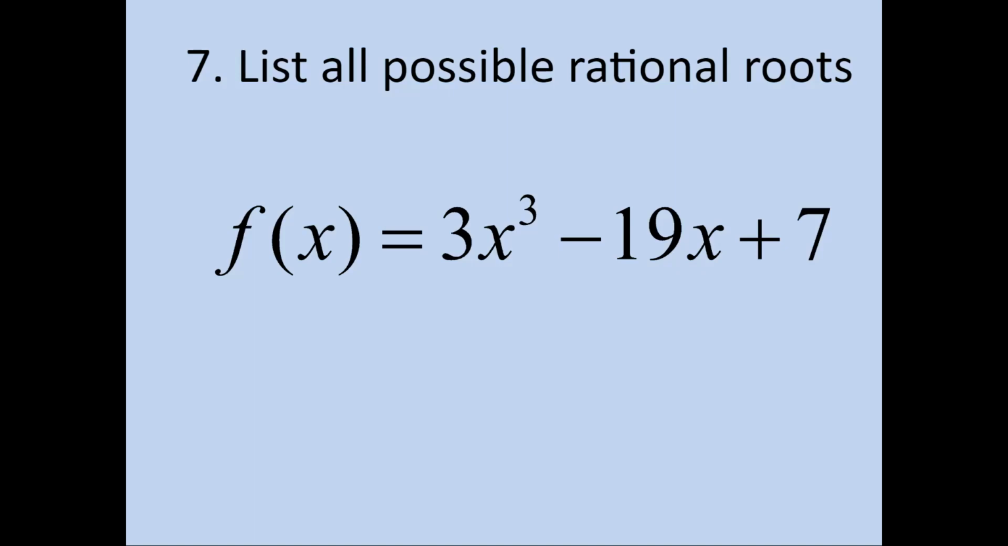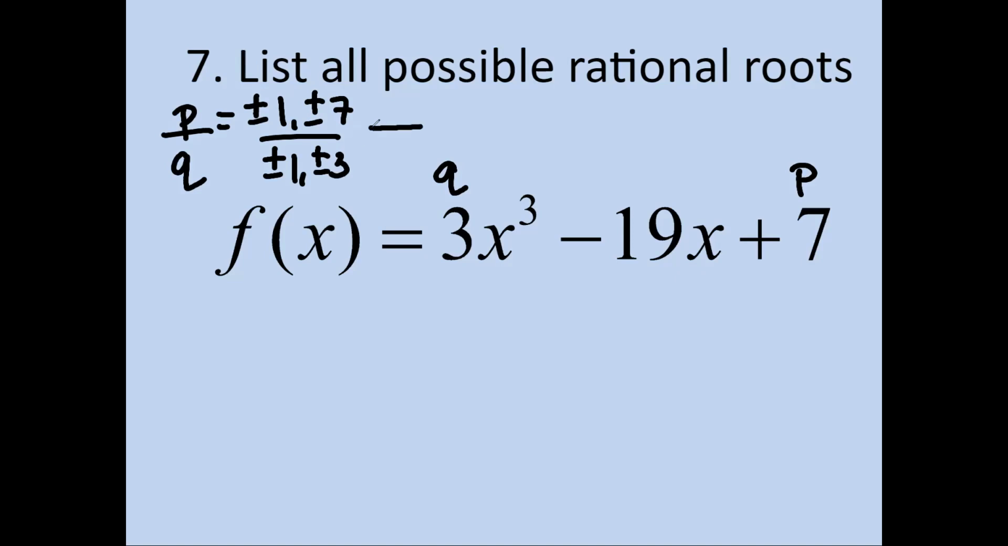So listing all possible rational roots. So this is my p, this is my q. So my p is going to be plus or minus 1, plus or minus 7. My q's are going to be plus or minus 1, plus or minus 3. So I need all combos. So 1 over 1 is 1. 7 over 1 is 7. 1 over 3 is 1/3. 7 over 3 is 7/3. Those are going to be my possible rational roots.